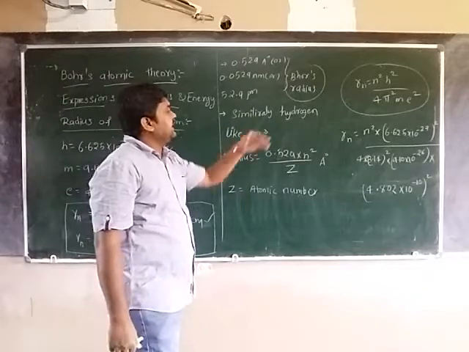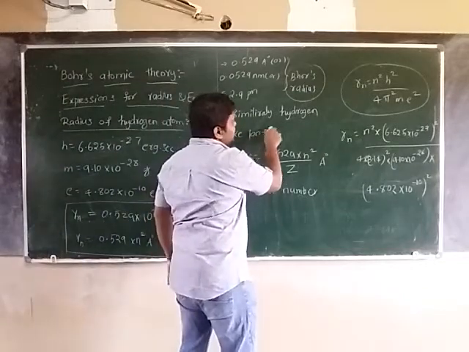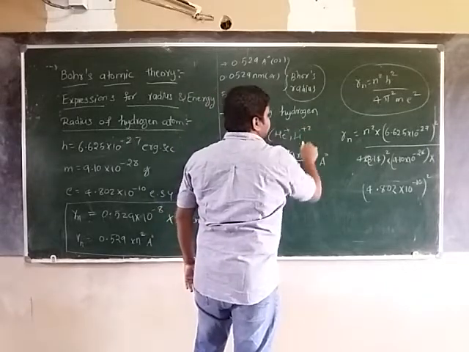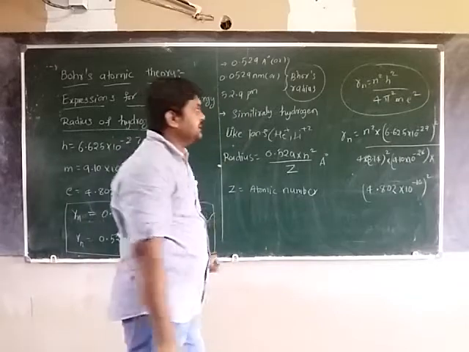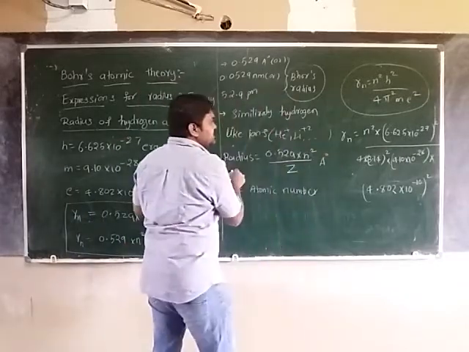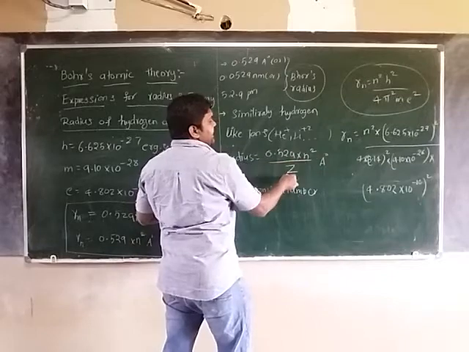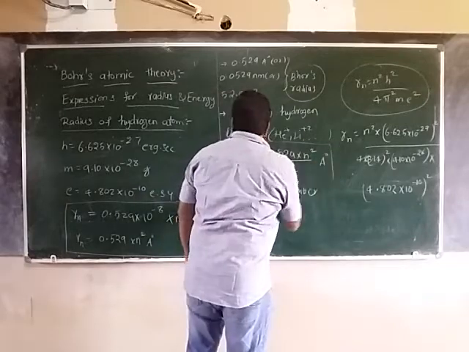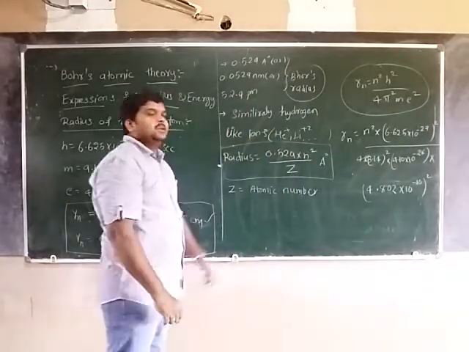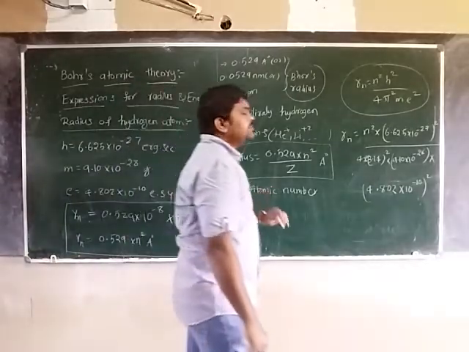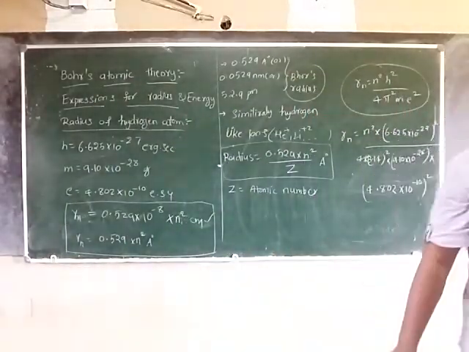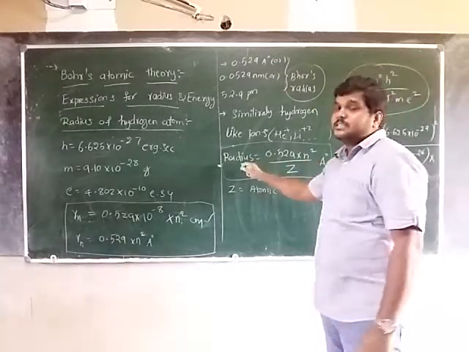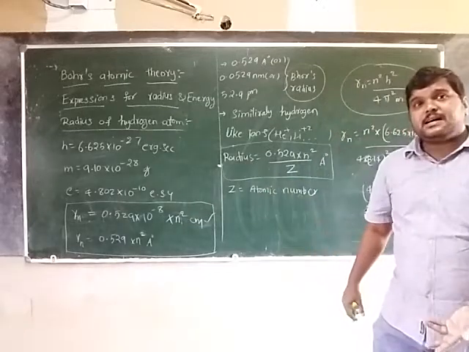Next, similarly like hydrogen, single electron containing species such as He plus, Li plus 2, the radius is equal to 0.529 into n square by Z angstroms. Here Z is equal to atomic number. So by increasing Z, the radius of the orbit decreases.